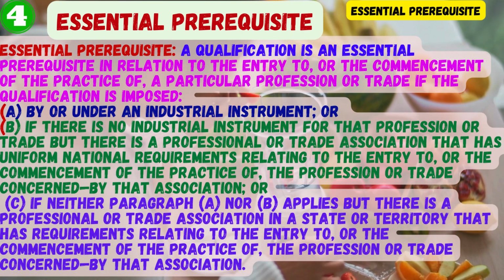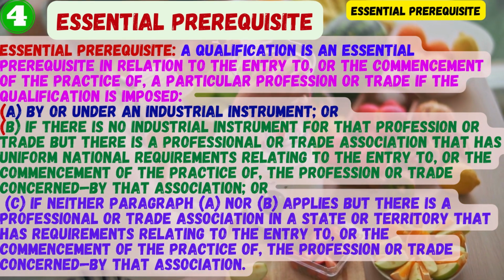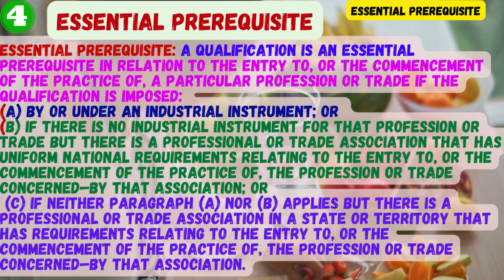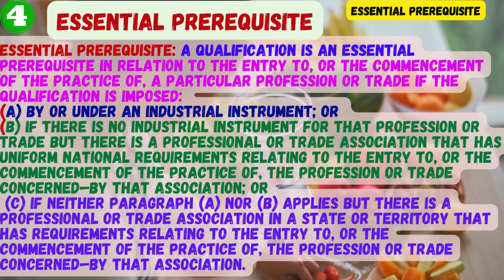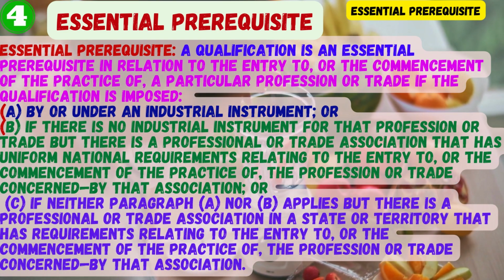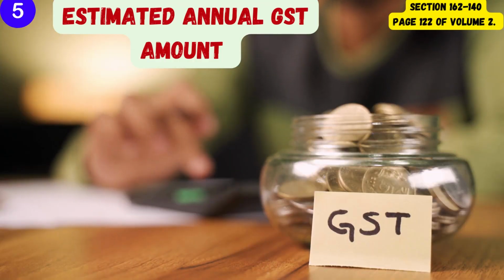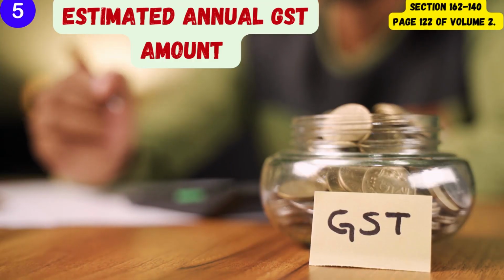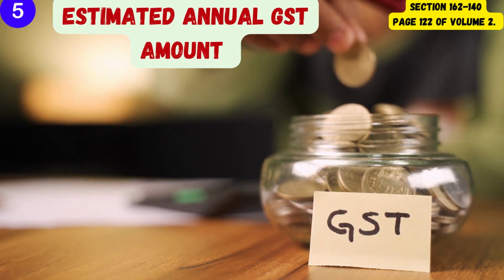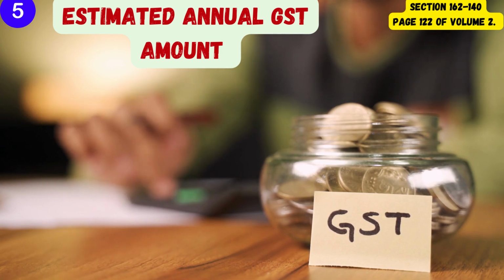c. If neither paragraph a nor b applies but there is a professional or trade association in a state or territory that has requirements relating to the entry to, or the commencement of the practice of, the profession or trade concerned by that association. Word number 5. Estimated annual GST amount has the meaning given by section 162-140. You can find this on page 122 of Volume 2.